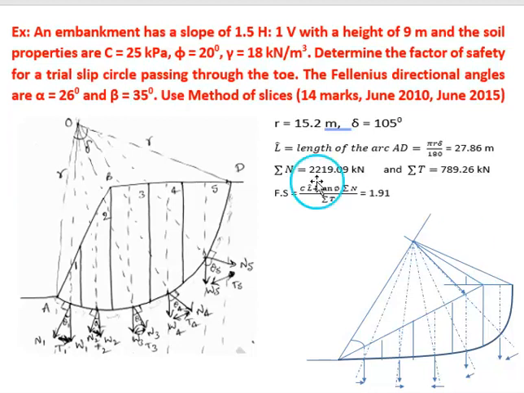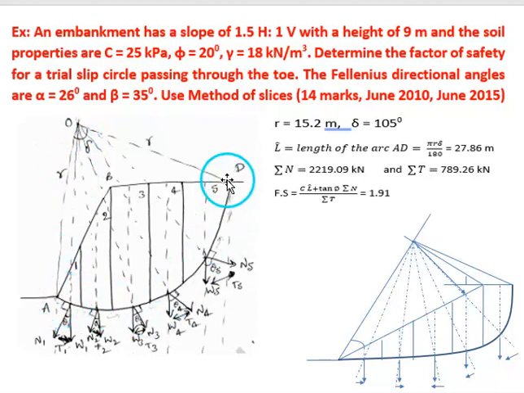Then here Fellenius angles are given, alpha and beta. So by taking alpha with respect to slope and beta with respect to horizontal, we can draw two lines. Those two lines will intersect at a particular point, that is the center of slip circle, and we can measure the R value from the graph by taking the distance between O and A. Then by taking O as center and R as radius, we can draw the slip surface.